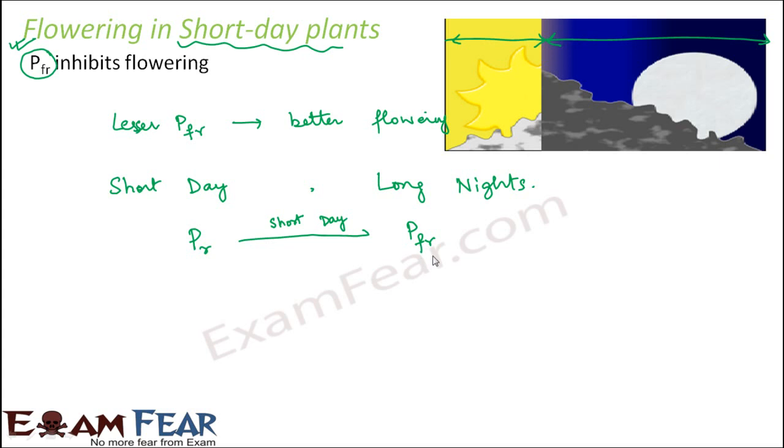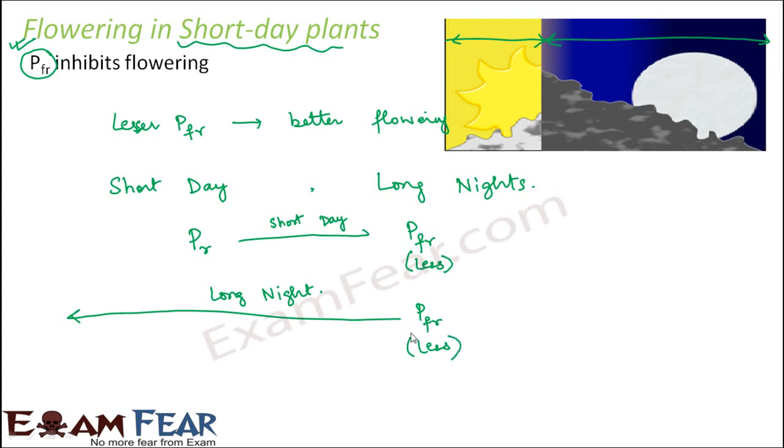PR will get converted into PFR, but since the duration of the day is short, less PFR will be formed, because it does not get much time for the conversion. So the duration is lesser. But what happens during the night? This less amount of PFR will get converted into PR, and this time the nights are really long. So there is a lot of time for the conversion. So since the amount of PFR is less and the duration of night is very long, all the PFR is able to get converted into PR.